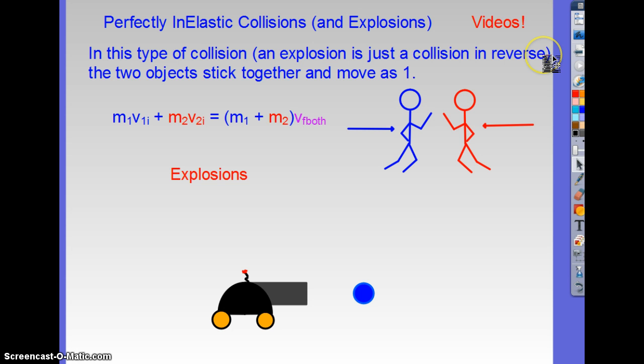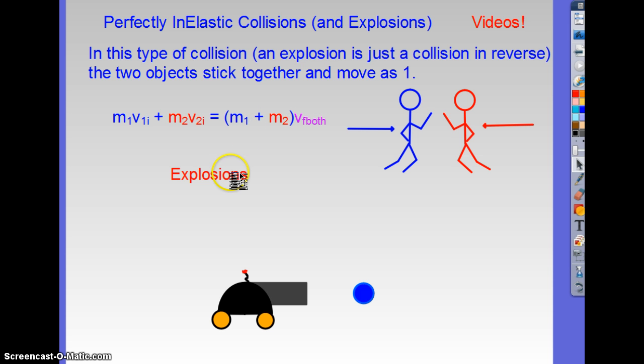Let's talk about inelastic collisions first. In this type of collision, or an explosion, two objects stick together and move as one. So you've got object 1 plus object 2 for momentum equals both objects together for momentum afterwards. And so you've got two cars run into each other and stick together: car 1 plus car 2 equals both cars together.